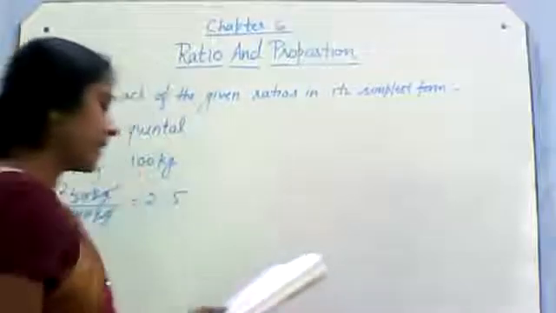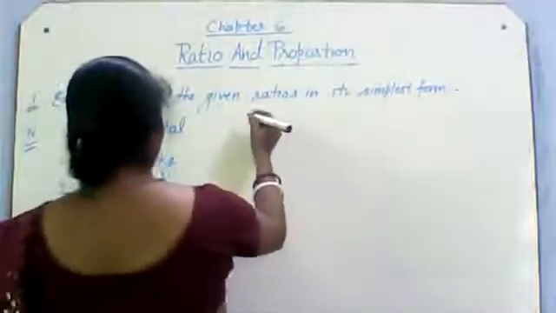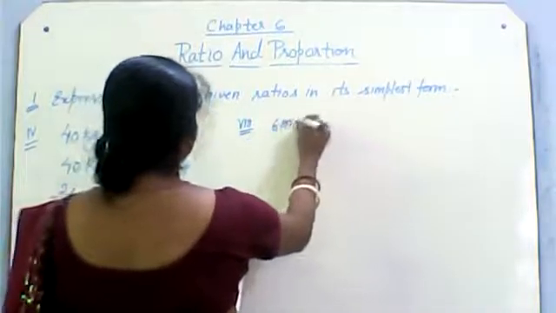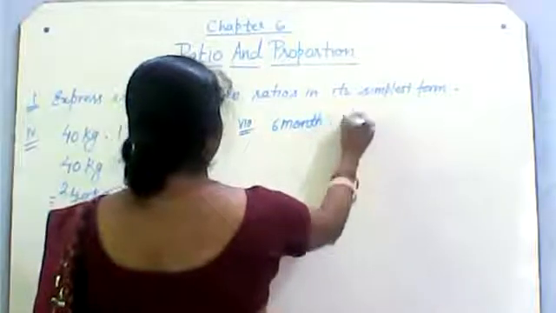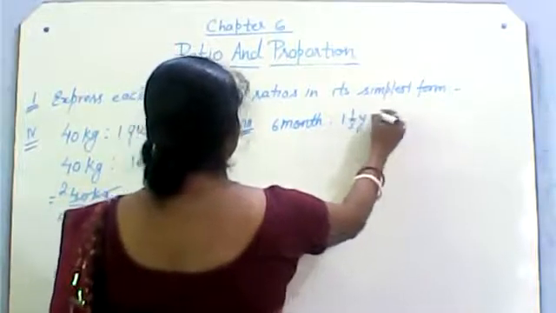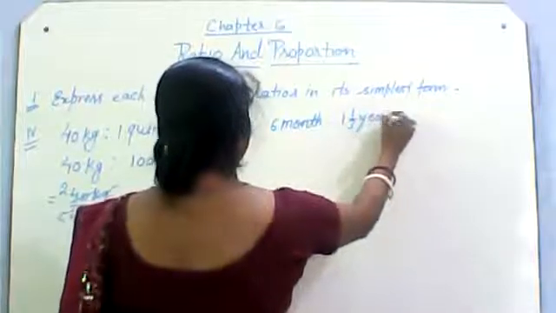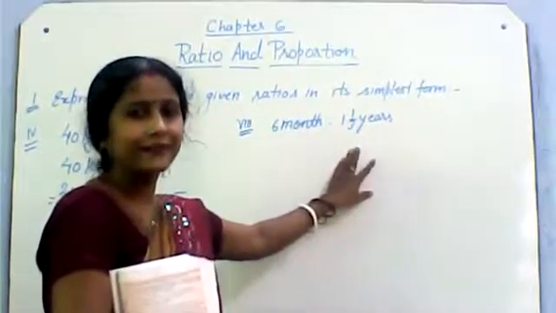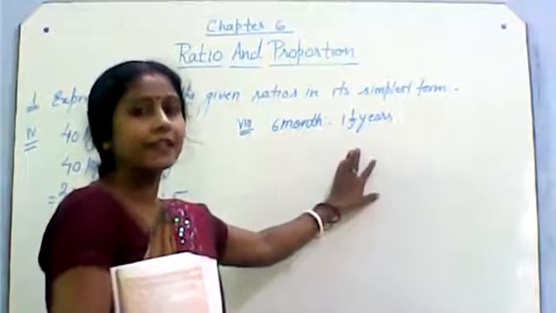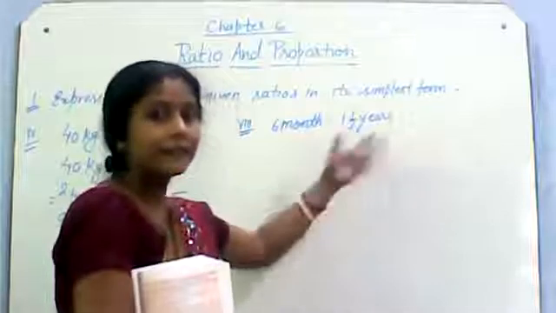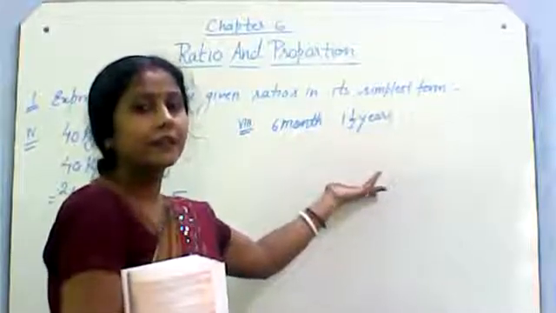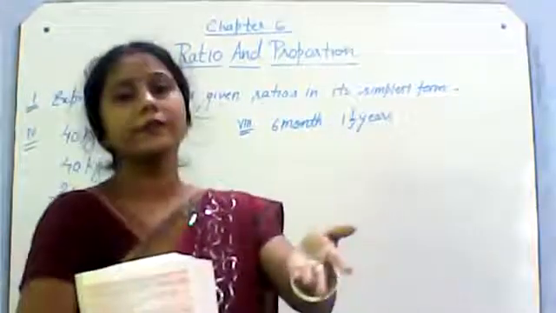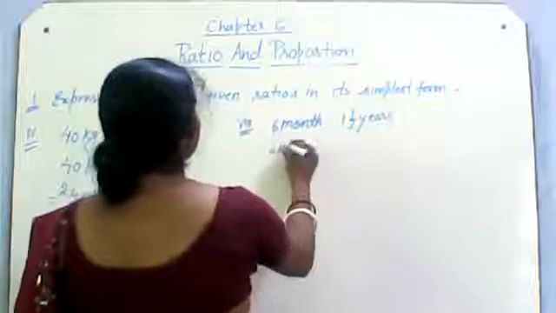Okay. Now I am going to do the 8th question. Okay, 8: 6 months ratio 1 1/3 years. Now it is easy to change years into months. If we multiply by 12, then we can get the years in months, because in 1 year how many months? 12 months. So years we can multiply by 12.